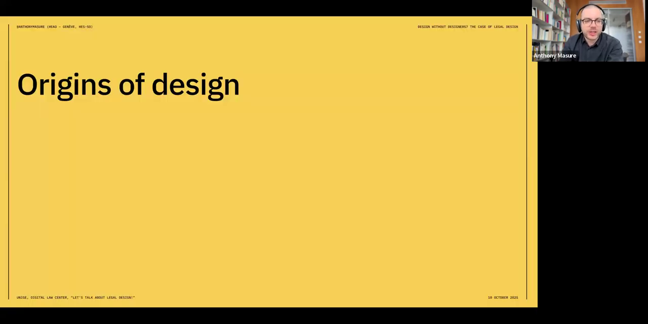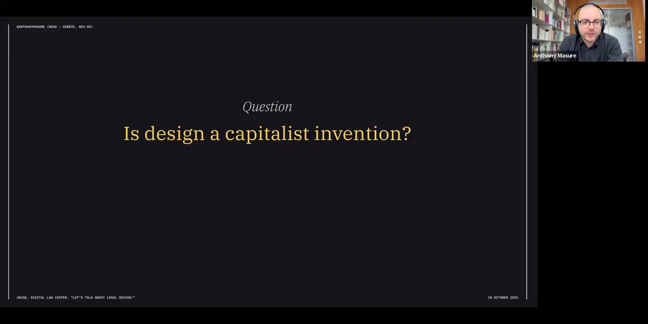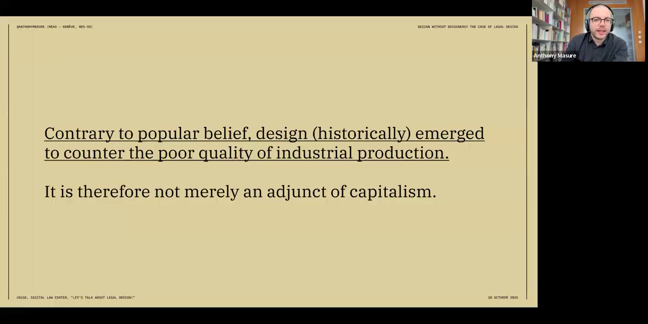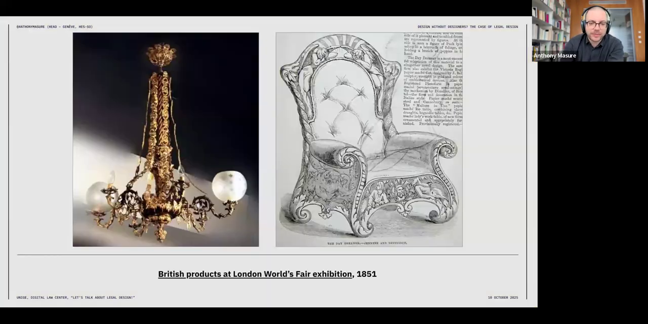So let's go to the origins of design. And another sub-question, is design a capitalist invention? Because many people think that design is only a thing to buy more things, in a way. That's not the case. If we look to the past, contrary to popular belief, design emerged to counter the poor quality of industrial production. In other words, industrial production can exist without design and has existed and still exists without design and without designers. So no, historically, design is not an adjunct of capitalism.